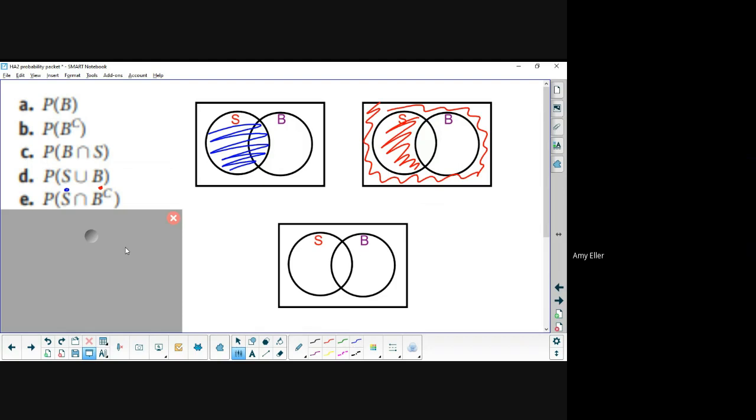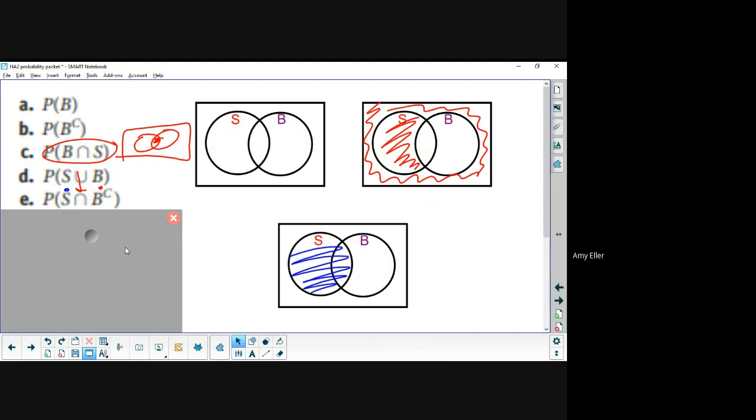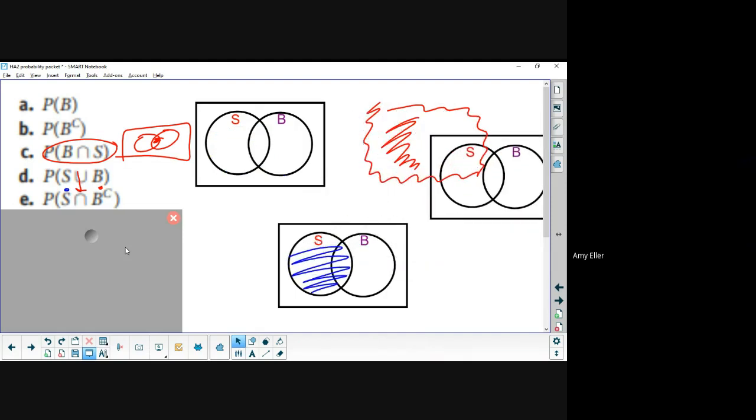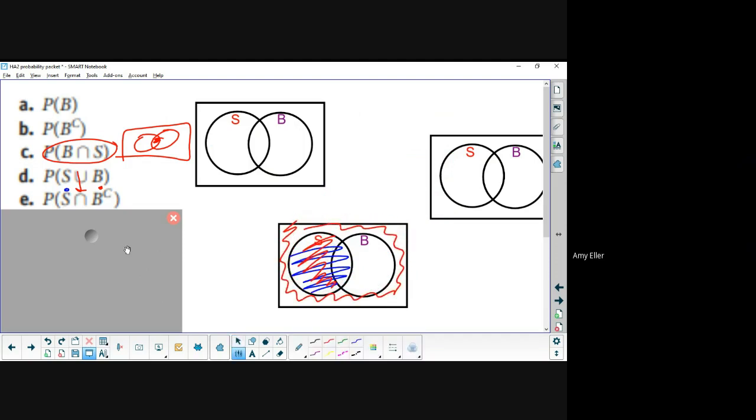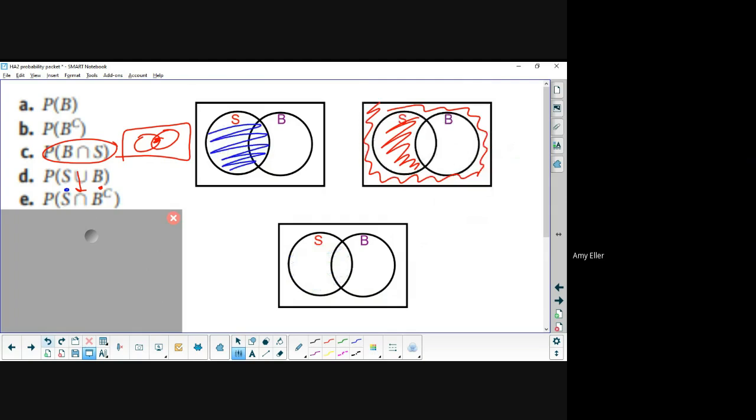Now I do what this symbol says. That says intersect. So it can only be, remember what this looked like, intersect. Look like that, right? What they have in common? So what do these have in common? Let's see if I bring them together. What do they have in common? Only this part. So that is my answer.